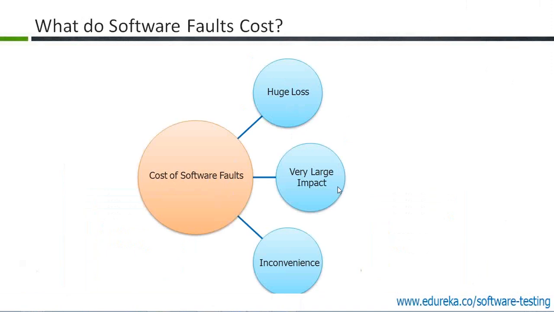If the defect is identified after production, the company has to undergo a huge loss and very large impact, in terms of the company's reputation. First is your client's reputation. Second is the reputation of the company for whom you're working as a tester. And thirdly, it is an inconvenience for everyone. As a tester, you will have to face your project management, and project management has to face the client, and the client has to face the customer and convince them. So it has a tremendous impact across all sides.